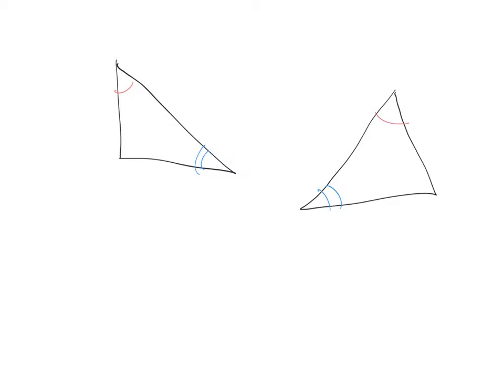Our last theorem for this section is called the third angles theorem. Basically, this theorem says if two angles of two different triangles are congruent, as they are here, then the third angle must also be congruent necessarily. Because remember, they have to add to 180 degrees. So if two are congruent, the only space left for that third is that same amount, whatever that amount is.